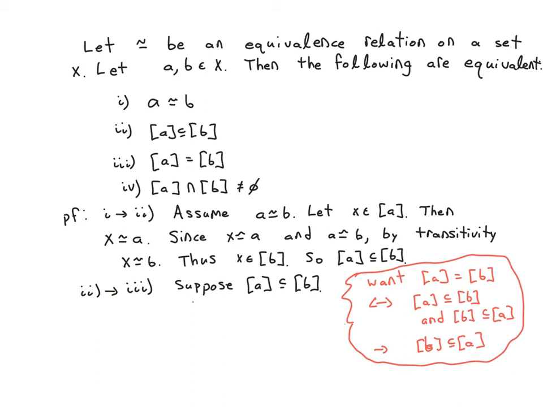Alright, so 1 implies 2. Now let's try to prove 2 implies 3. So now we're assuming A is a subset of B. Or I should say the equivalence class of A is a subset of the equivalence class of B. And we want to prove that the equivalence classes are equal.